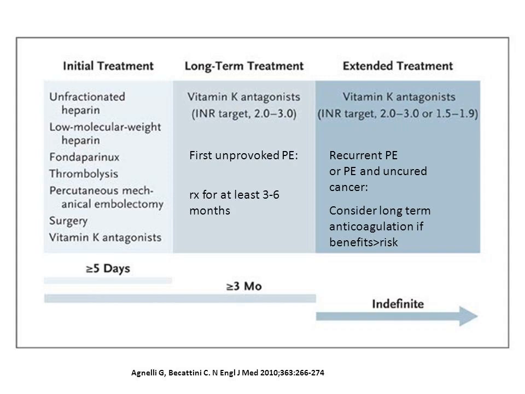Treatment of acute pulmonary embolism. First unprovoked PE: Rx for at least 3 to 6 months. Recurrent PE or PE and uncured cancer: consider long-term anticoagulation if benefits exceed risk. Agnelli G, Becattini C. N Engl J Med 2010, 363, 266 to 274.